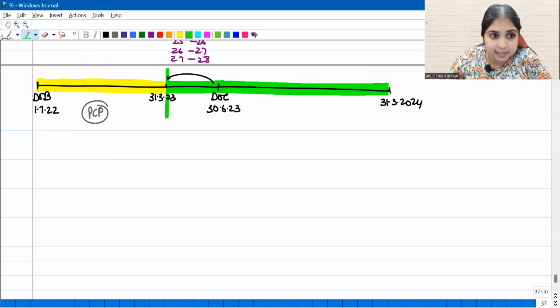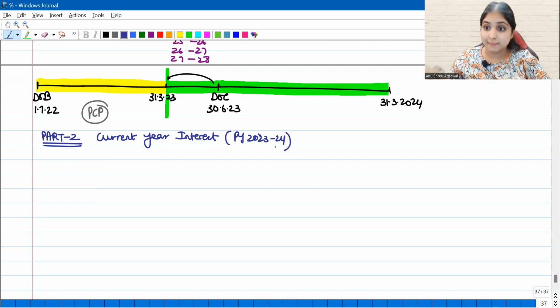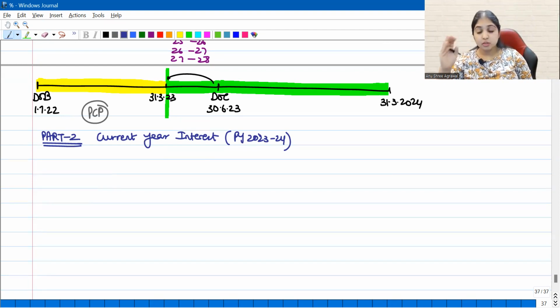Okay, so now write down after this, write down part 2, current year interest. Current year interest means which year? 23, 24. Now tell me, think carefully, current year interest, for how many months should I calculate? Don't forget, house construction was complete only current year June. So current year interest, how many months should I calculate?